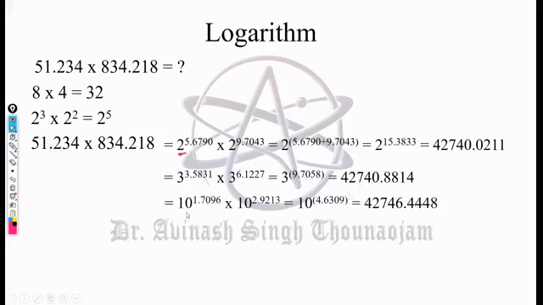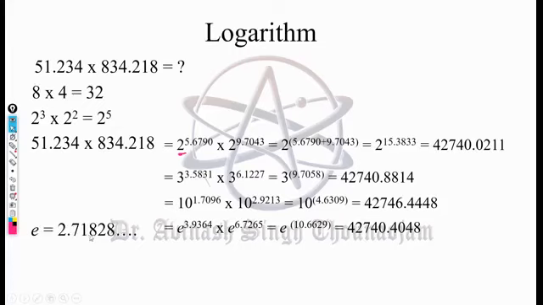Or I can do 10 raised to something, 10 raised to something. I add these numbers, so this becomes 10 raised to 4.6, which is equal to this number. Or I can also do it as e raised to something, e raised to something. Now what is e? E is a number which is equal to 2.7182. Again, what this base is is irrelevant. As long as my bases are the same, we add the exponents.